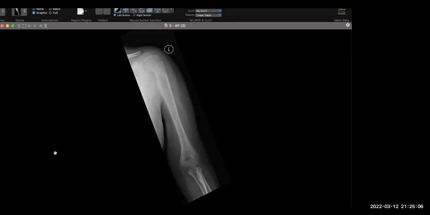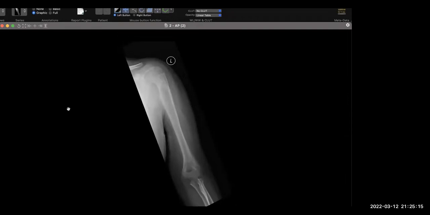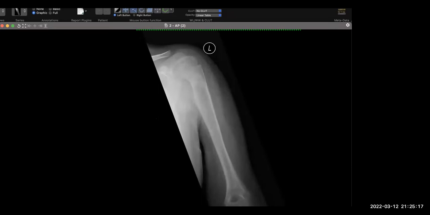So this is an AP projection of the left humerus of an adult patient. I could appreciate, sorry, I think that's a skeletally mature patient because initially I thought I could appreciate the epiphysis separately.